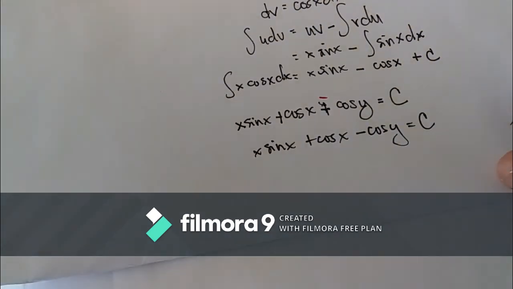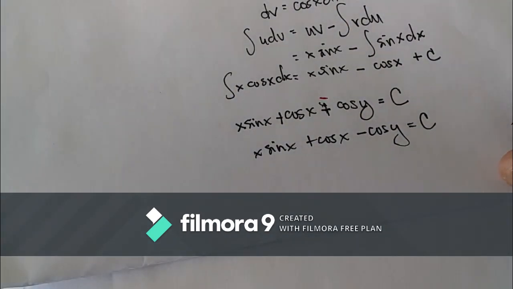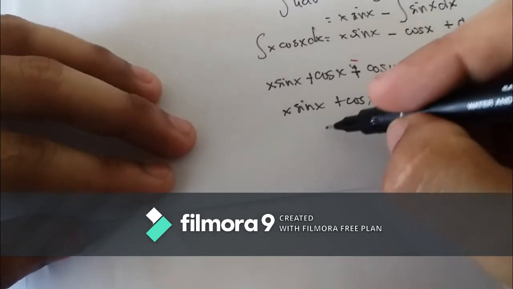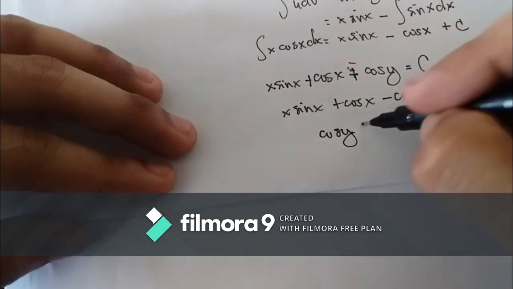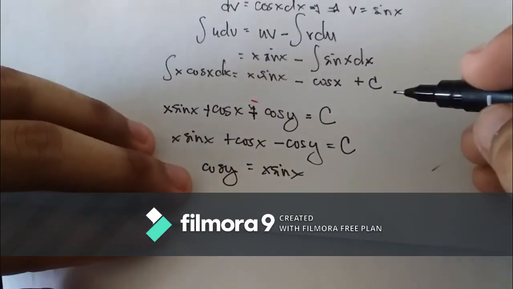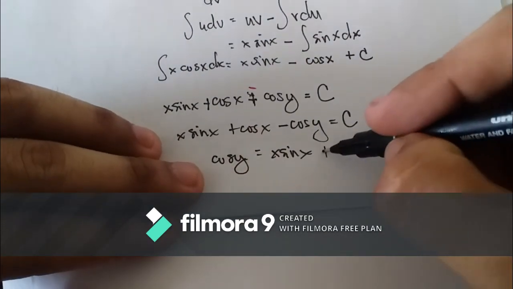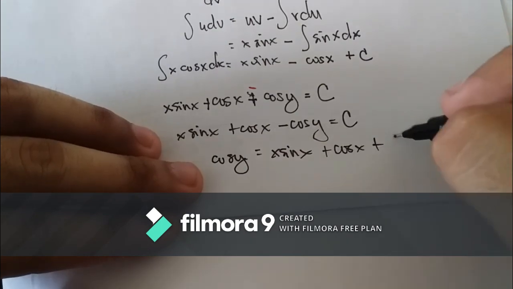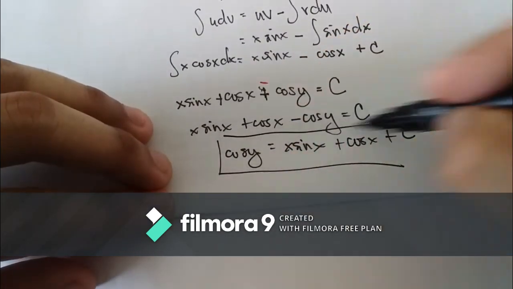Okay, so we can arrange this one. Cosine y is equal to x sine x plus cos x plus c. So this will be our final answer.